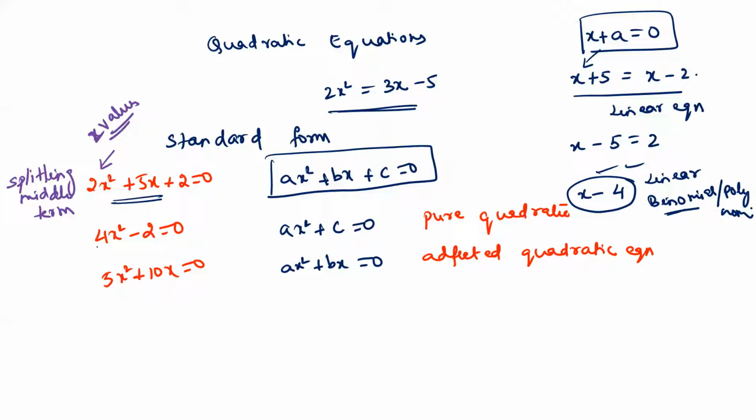Similarly, when we have the pure quadratic form, will splitting the middle term help? No, ma'am. No. We have to go with the square root or identity method. I'll tell you how. If it is the adfected form, if we don't have a constant term, will the two earlier methods, splitting the middle term or the square root method, help us? No, ma'am. Factoring. Here it is taking common factors out.